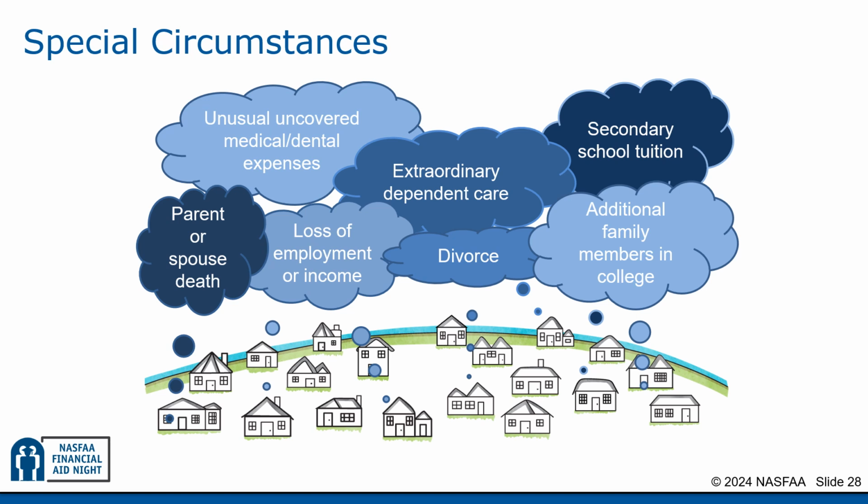This slide here shows a couple different circumstances that schools can factor in as special circumstances, whether it's the death of a parent or spouse, unusual uncovered medical or dental expenses throughout the last couple years, loss of employment or income, extraordinary dependent care, divorce, secondary school tuition, or additional family members in college. These are things that some schools can factor in when making financial aid decisions. So if there's anything on here that you would like schools to consider, please reach out to them and ask what their process is for factoring in these different circumstances into building financial aid packages.